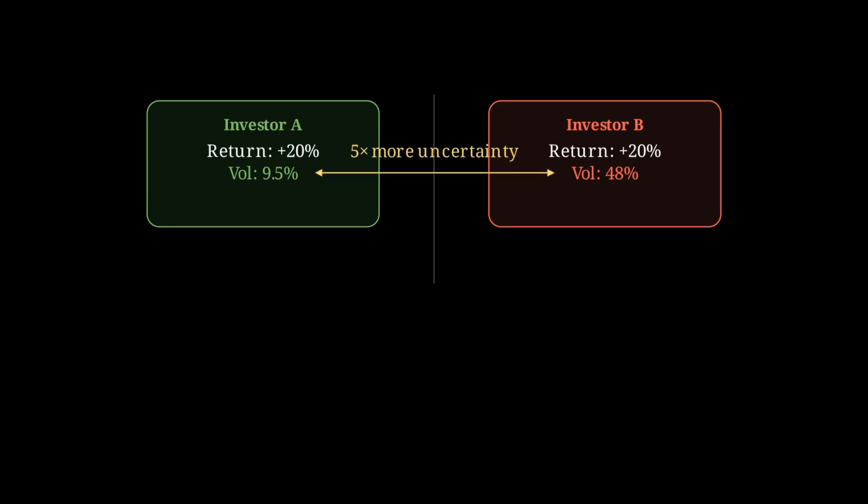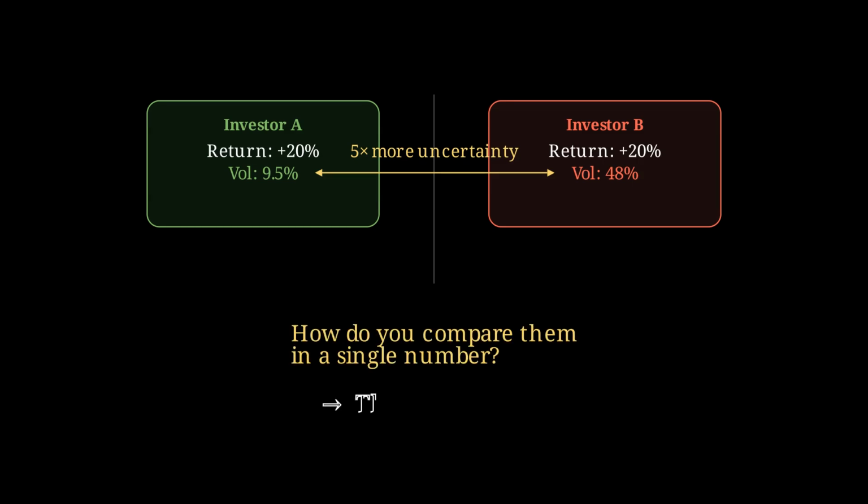The investor who made 20% with 48% vol and the investor who made 20% with 9.5% vol earned the same return, but one of them was taking on 5 times more uncertainty to do it. If you had to compare those two outcomes in a single number, what would that number look like? That question is exactly what the Sharpe ratio was designed to answer.